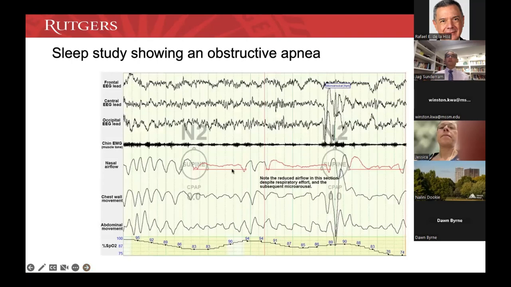So here is an example of a sleep study. You have EEG on top, you have a chin EMG, you have nasal airflow, chest wall movement, and abdominal movement. And as you can see, there is persistent effort with the chest and abdominal wall. There is absence of airflow, so this is an obstructive apneic event, and associated with that, there's an oxygen desaturation event down to about 85%.